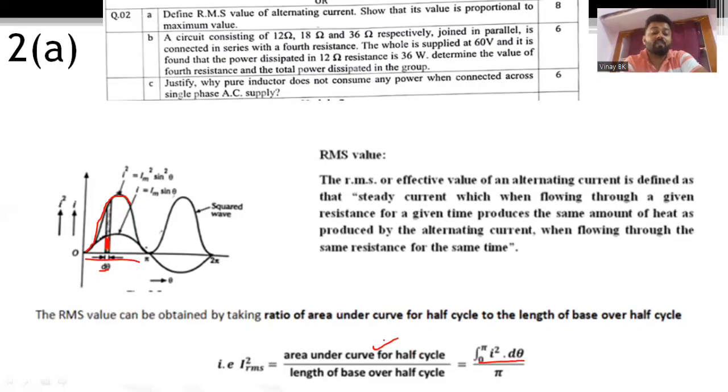Next, the length of the base over the half cycle. Length means 0 to pi: final value minus initial value, pi minus 0, you get pi only. So this is how we have to remember. Then, what is I? The instantaneous value of current I is given by Im sin theta. Substitute the value of Im sin theta into this equation, then simplify to get the value of IRMS. Remember, you are defining IRMS square, so at the end you have to take the square root. If you don't write the square root, you just write Im square by 2. Im by root 2 is the final answer.